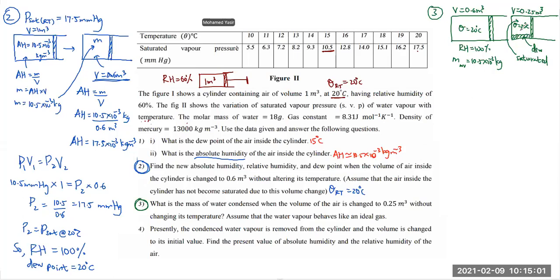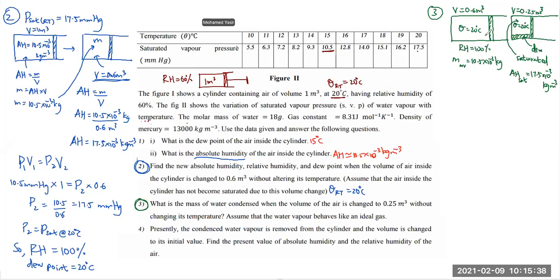Now, if this is saturated vapor, the absolute humidity of that has to be how much? It should be the same, 17.5 into 10 to the power minus 3 kilogram per meter cube. Why is that? Because as long as the temperature doesn't change, absolute humidity of saturated vapor will not change.